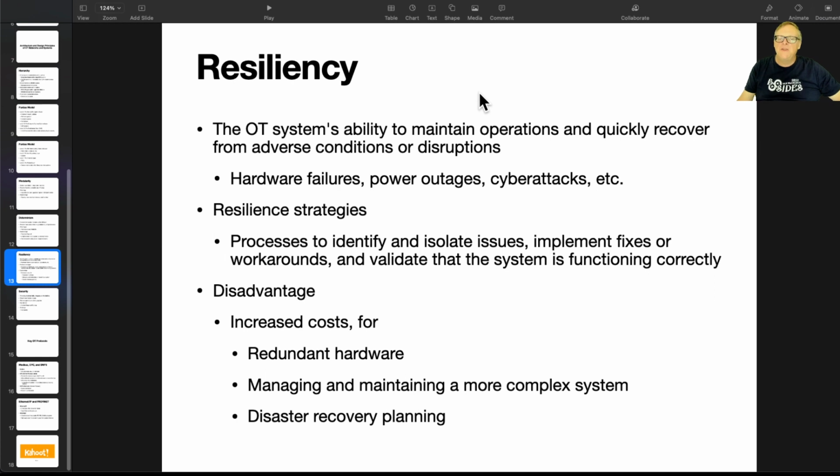Resiliency means the system can recover and maintain operations even when bad things happen, like hardware failures or power outages. So you can have ways to isolate issues, ways to do fixes and workarounds, and validate that it's working correctly. This, of course, means you have increased costs to pay for the additional hardware and the additional work required in rolling over to the hardware.